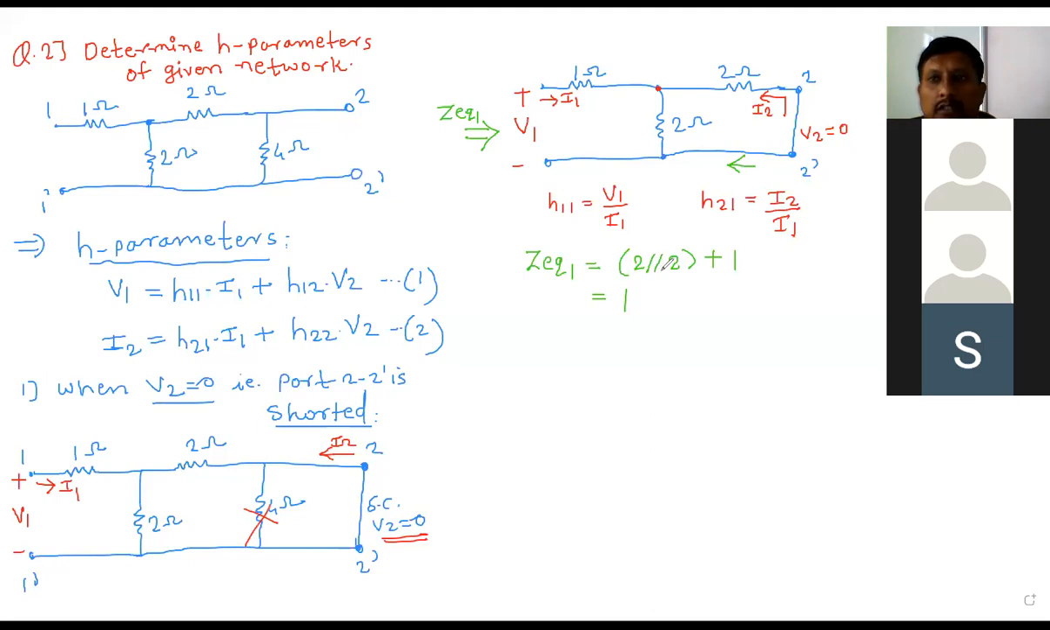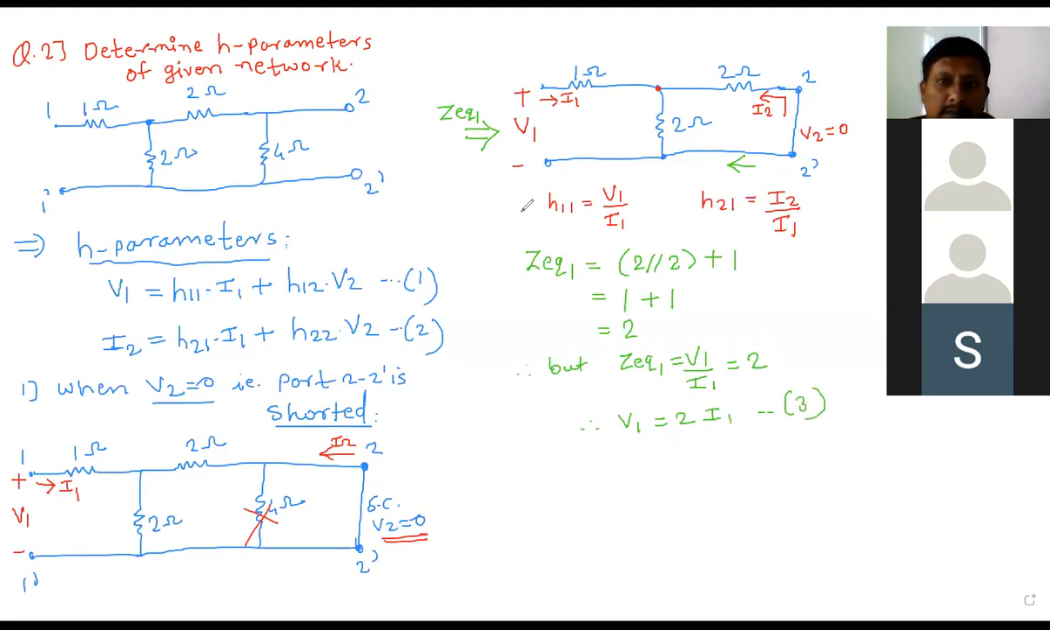Two is in parallel with 2, it will come to 1, and this plus 1 will give 2. So what is Z equivalent 1? But Z equivalent 1 is equal to V1 upon I1, that is equal to 2. Therefore V1 is equal to 2 into I1, that is equation number 3.